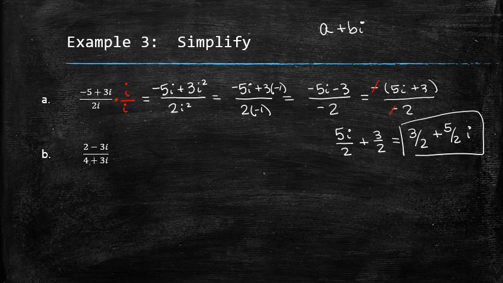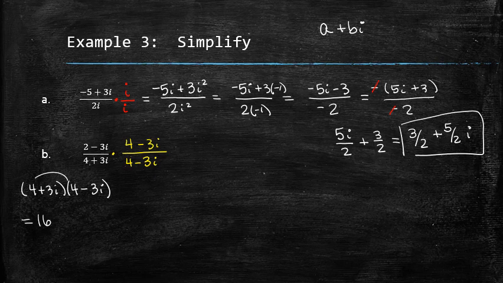Okay, part B, this one's a little bit different because we have 2 terms in the denominator. So just like we did with radicals, when you have 2 terms in the denominator, we have to multiply by the conjugate. So since this is a 4 plus 3i, we're going to multiply by 4 minus 3i, top and bottom. And then we FOIL. So I'm going to FOIL off here on the side, and I'm going to start with the denominator again. So I have 4 plus 3i, and I'm multiplying that by 4 minus 3i.